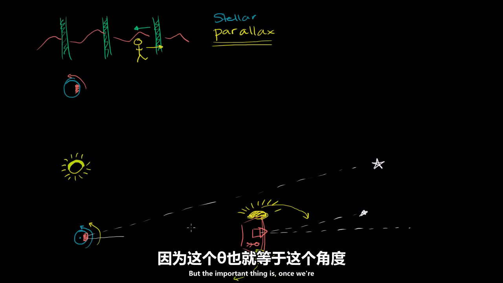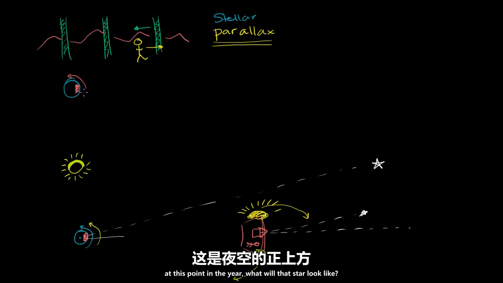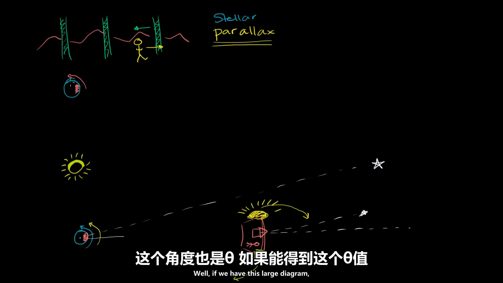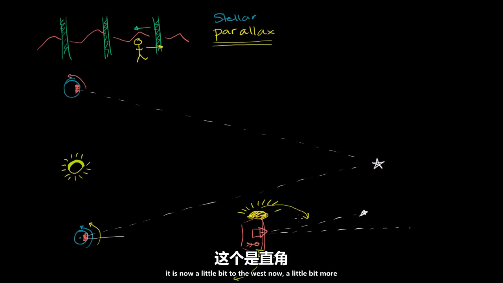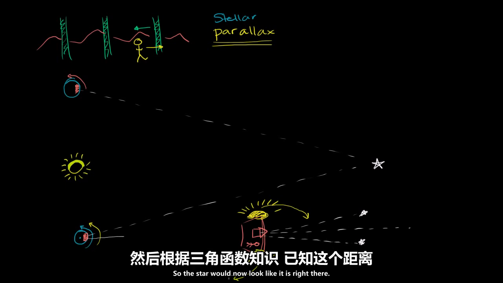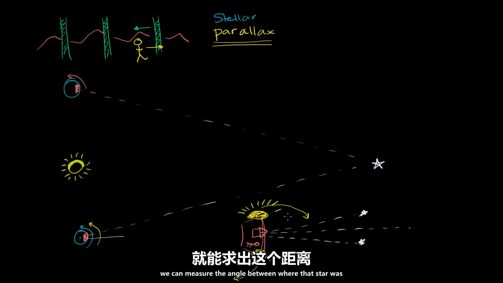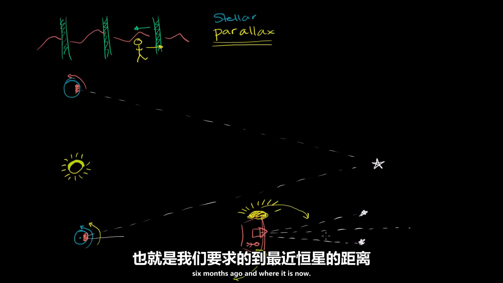But the important thing is, once we're at this point in the year, what will that star look like? Well, if we have this large diagram, we see that the star is now, relative to straight up, a little bit to the west, a little bit more on the side of that setting sun. So the star would now look like it is right there. And if we have good enough instruments, we can measure the angle between where that star was 6 months ago and where it is now.